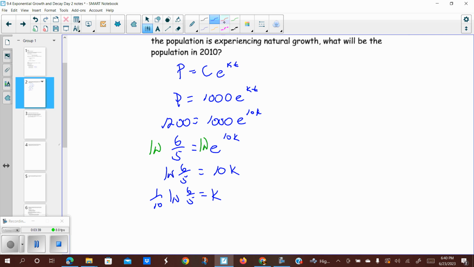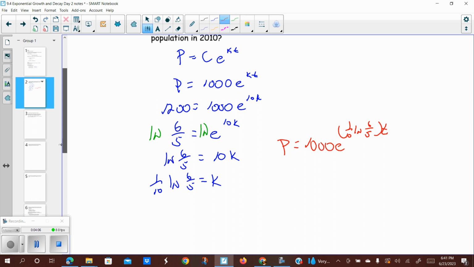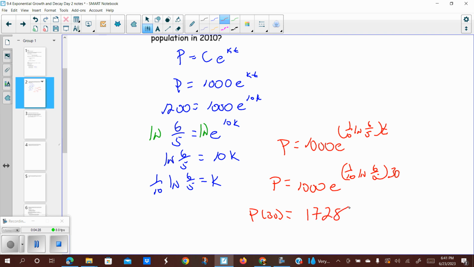Plug K back in. We have our population equation as 1,000 e to the 1/10 natural log of 6/5 times t. And it wants to know what the population is going to be based upon this model in 2010. 2010 is 30 years from 1980. So we'll plug in a 30 for t. This one can actually be done by hand. We are not going to, but it can, because plugging 30 in there for t actually gives us a very nice whole number. P of 30 ends up being 1,728 people, I guess, for our population, although it doesn't say people, it just says the population.